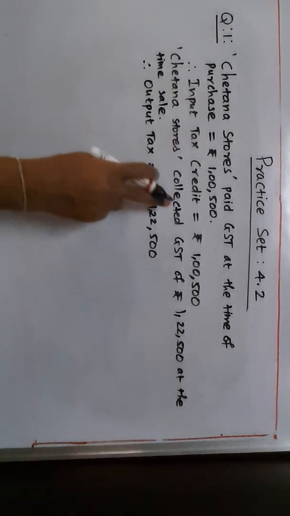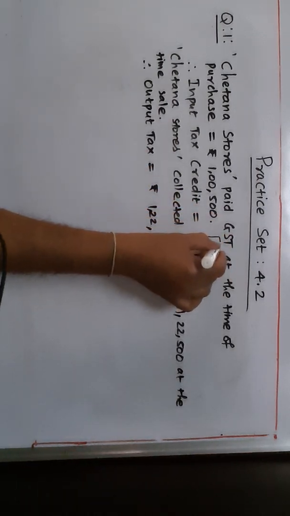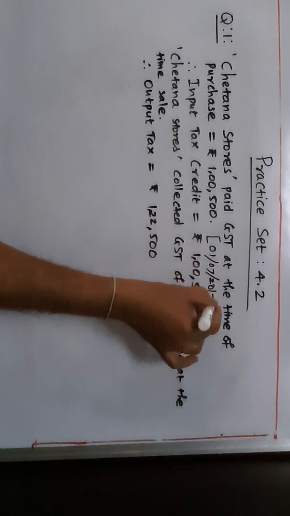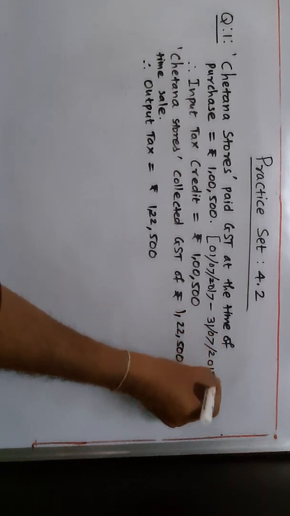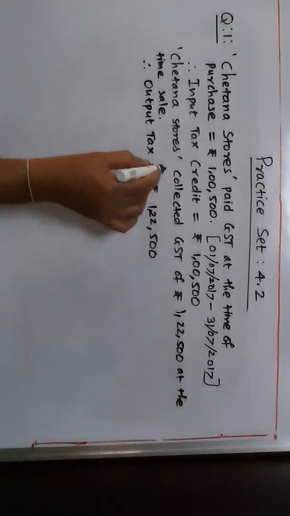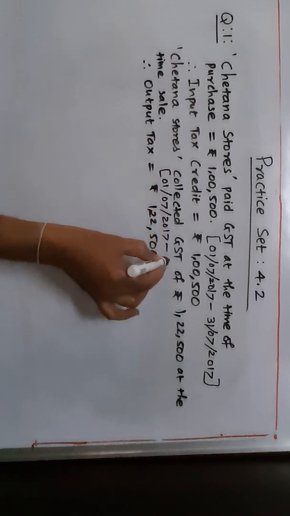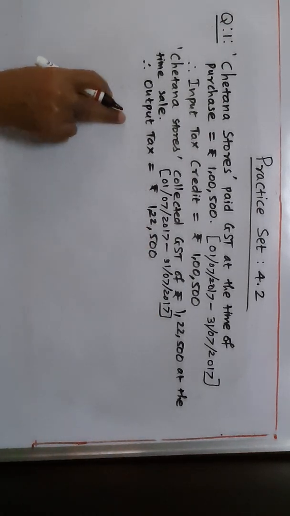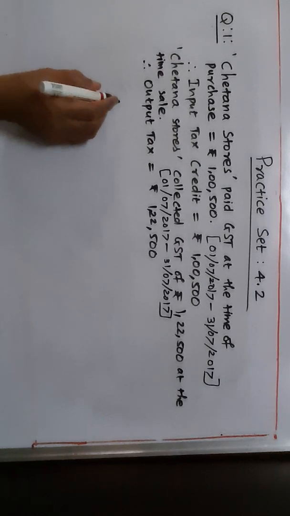The question asked is, this transaction was done from the period 1st July 2017 to 31st July 2017. So in 1 month only this transaction was done. Now output tax minus input tax credit is the GST payable. We are asked the question, find GST payable by Chetna Stores.